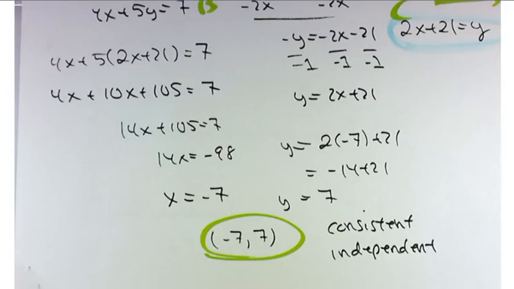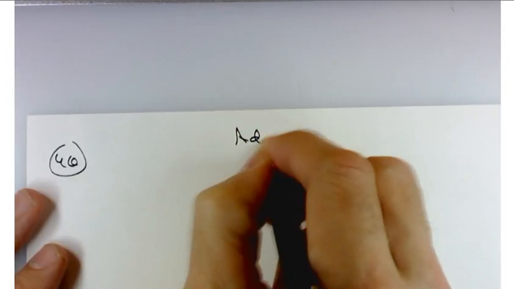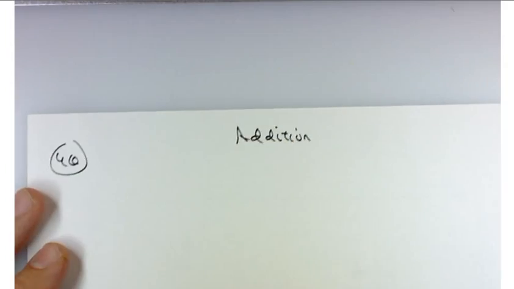Let's try a couple more. Do you want another one by substitution, or are you okay with substitution? We're okay? All right. Let's try the addition method then. Let's take a look at problem number 46. This is the addition method. Sometimes it's called elimination.